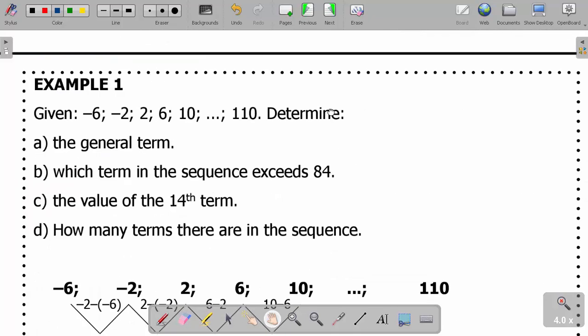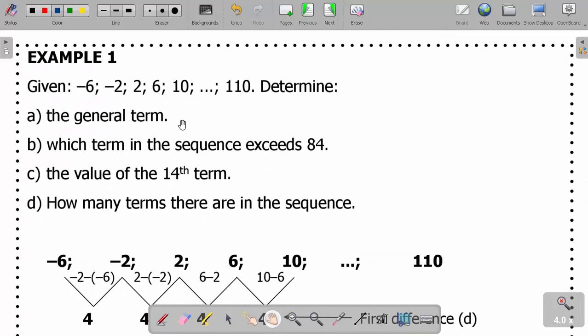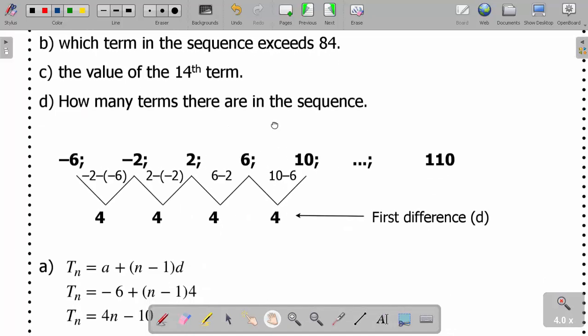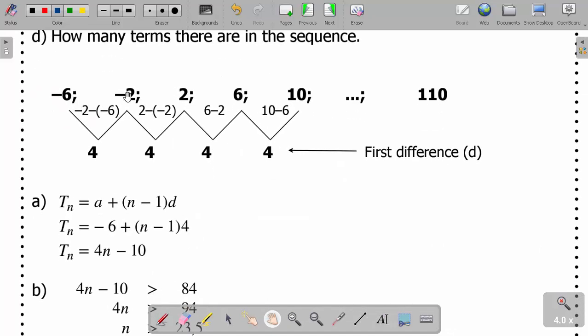Example: given -6, -2, 2, 6, 10, up to 110, determine the general term. Then which term in the sequence exceeds 84, determine the value of the 14th term, and how many terms are there in the sequence. Now first of all, let us find out, is it arithmetic? Let's check properly.